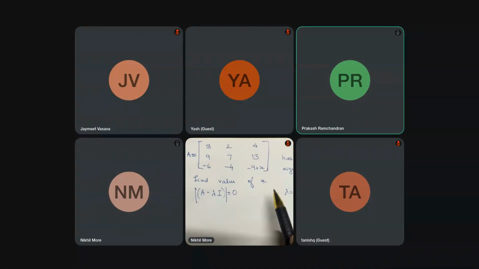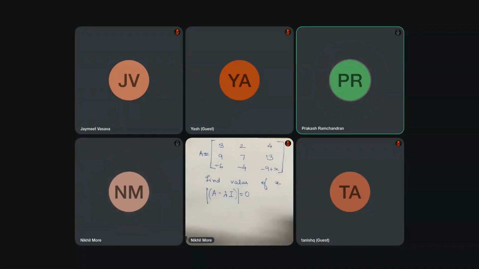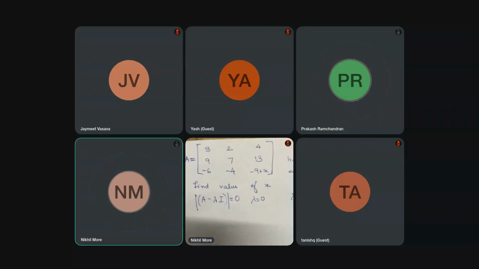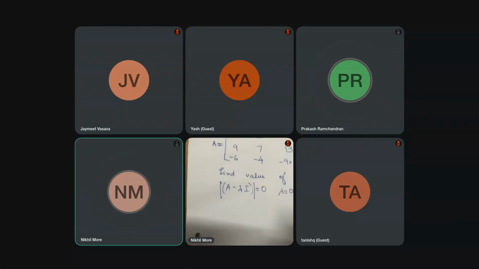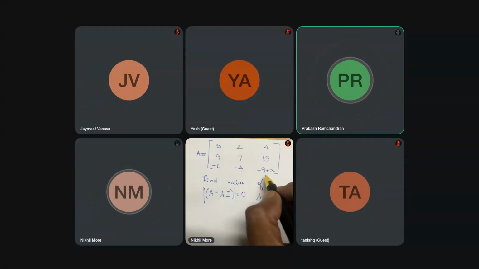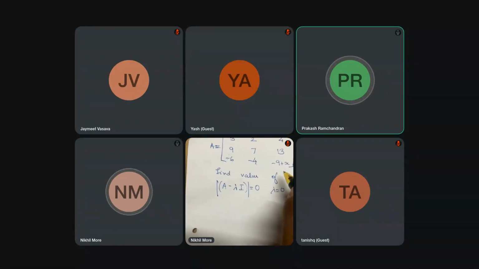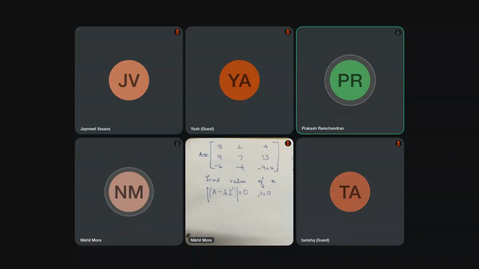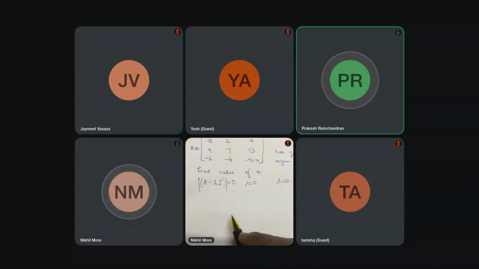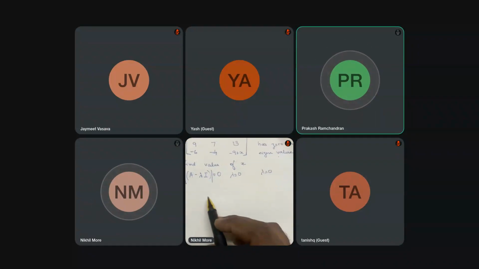Find the value of x, and they're saying that lambda is 0. One term in the matrix is 9 minus 9 plus x, and we are trying to determine that x using this formula, which is the determinant of A minus lambda I equal to 0, with lambda equal to 0.